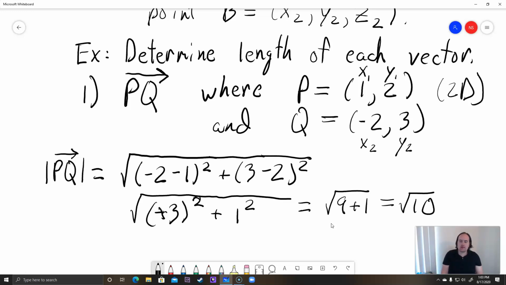Okay, and what's the name of the thing that we just found there? That's actually the length of PQ. And there are other names for the length of PQ, though most people call it the length. But there are other names like magnitude is another name for length. Some books even call it the norm of a vector. But this is the length of vector PQ.